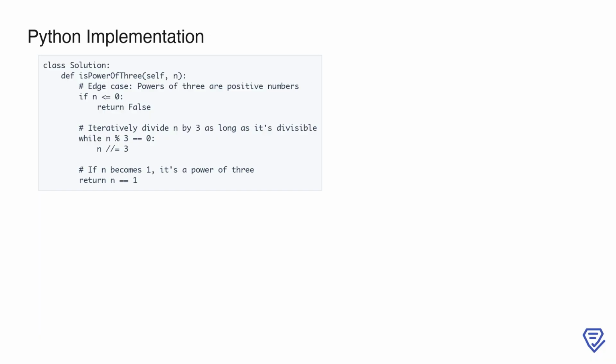3. Final check. After the loop, if n equals 1, the function returns true, indicating that n is a power of 3. Otherwise, it returns false. This approach ensures that only numbers that can be reduced to 1 through repeated division by 3 are identified as powers of 3. It handles edge cases such as n equals 0, n less than 0, and non-power of 3 values efficiently. The time complexity is O(log base 3 of n), since the number is divided by 3 in each iteration, and the space complexity is O(1). This makes the solution both optimal and straightforward.